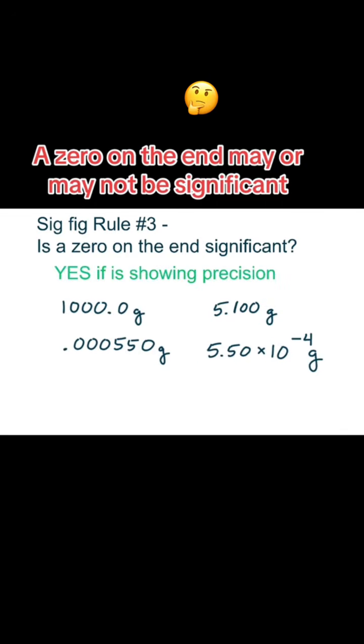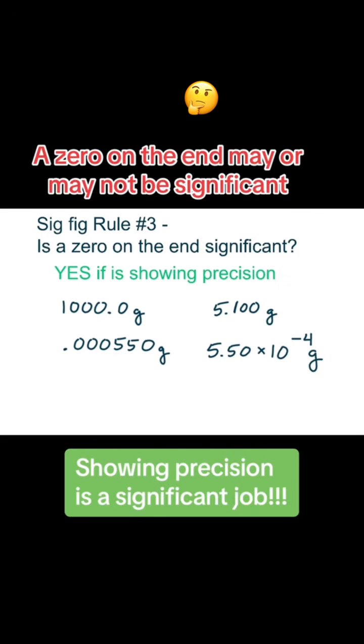Now let me show you zeros on the end that are significant if they are showing precision. So here I've got a decimal with a 0. Now is that necessary for the sake of that number? No, that's not a place holding 0. That's showing precision. So that number is significant, the 0 after the decimal. So all of these are significant. That says we measured that with a very accurate balance.